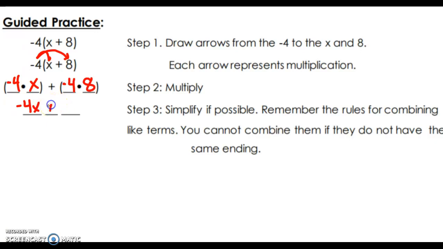And then we're going to add that to negative 4 times 8, which is negative 32. So that would be our final answer, negative 4x plus negative 32. There's nothing else we can combine, so that would be our final answer.